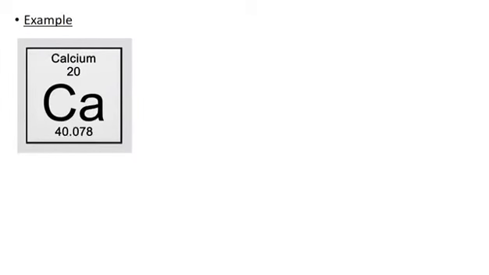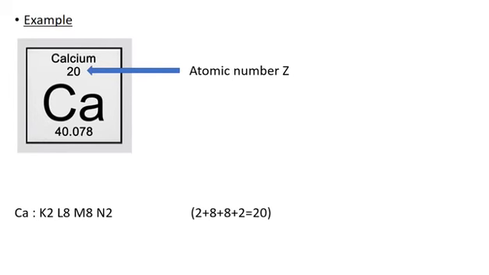Our second example is calcium. First we locate the atomic number Z for calcium, which is equal to 20. Then we fill the electron shells using the atomic number. First we start by filling K, which has the capacity to fill up to 2 electrons. So we fill the shell K with 2 electrons. Then we fill the shell L. It has the capacity to fill 8 electrons, so we fill it with 8 electrons. 2 plus 8 is 10 electrons. We still have to fill 10 more electrons.